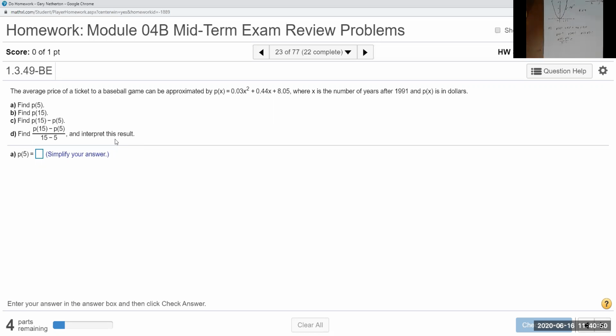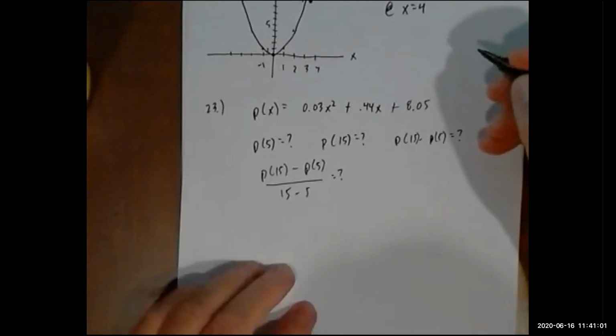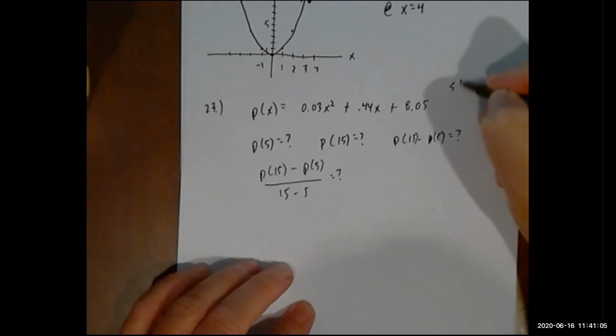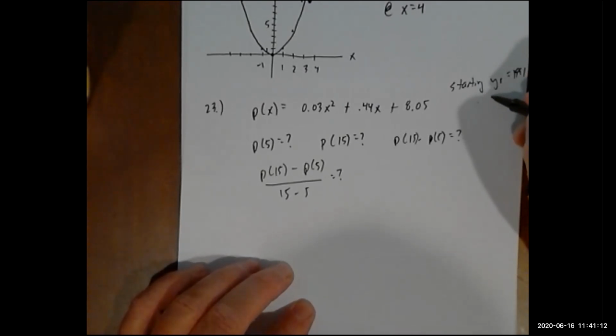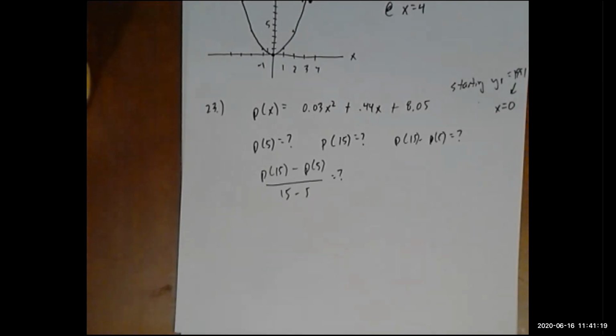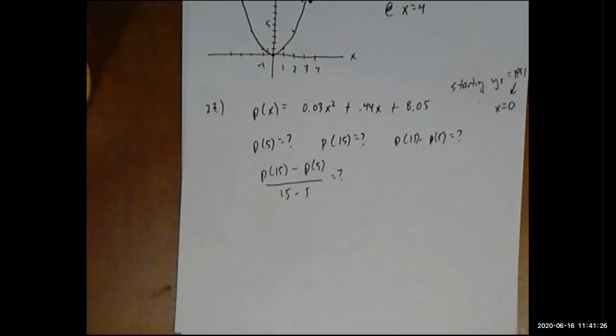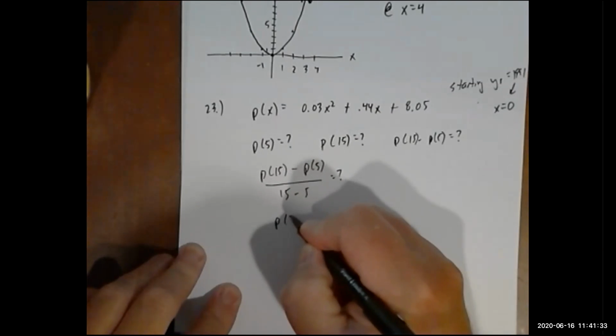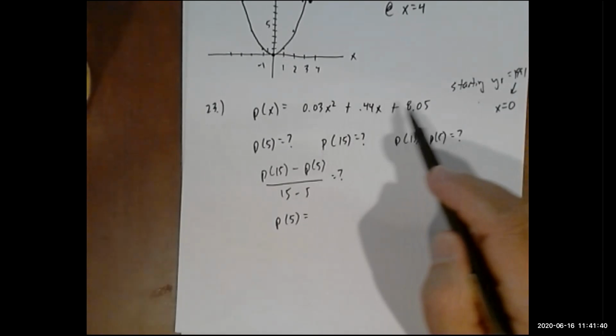All right, let's work this problem out. So once again, starting year is 1991. So basically for 1991, that's when x is 0. That's like when you start counting. So therefore P of 5 basically would mean the ticket price after 5 years, which is 1996. So P of 5 means I'm going to plug in 5 for x into this equation, see what it equals.